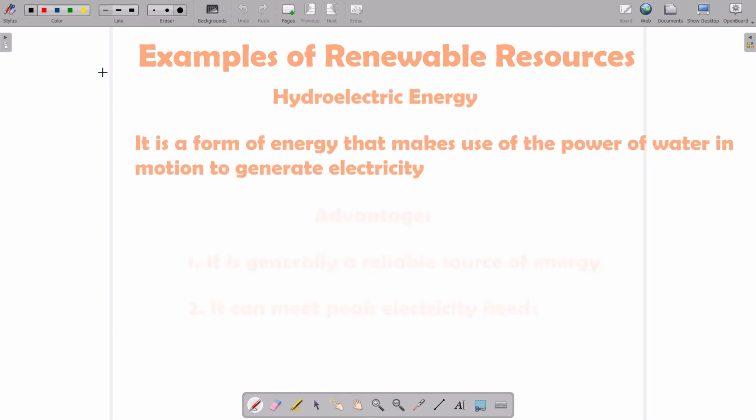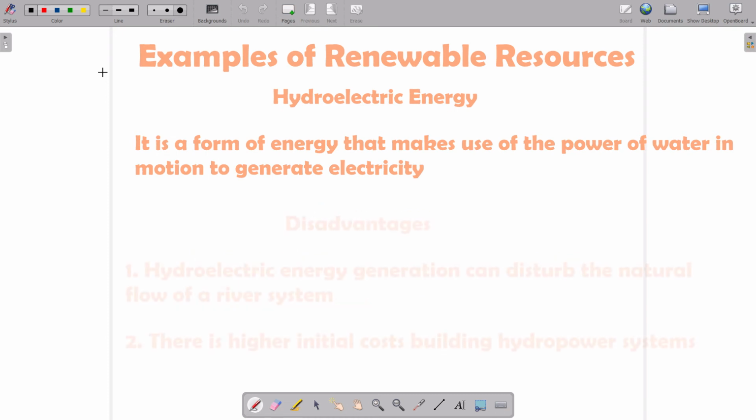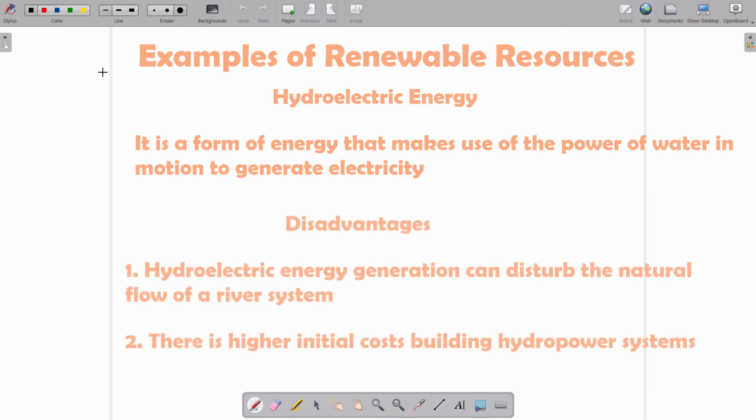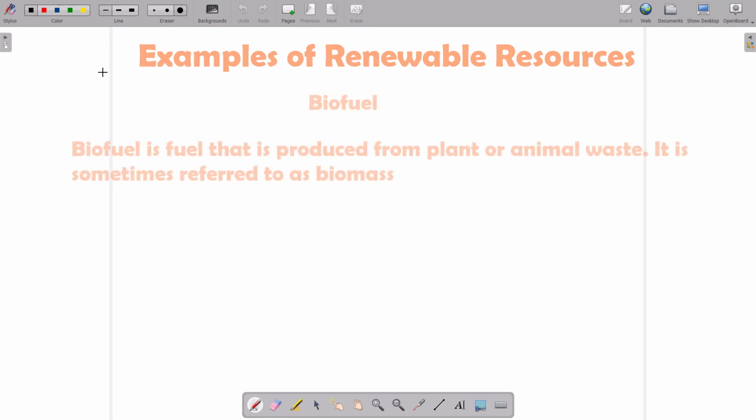The other example, we have hydroelectric energy. It's a form of energy that makes use of the power of water in motion. Advantages: it is generally a reliable source of energy. It can meet electricity demands. Disadvantages: hydroelectric energy generation can disturb the natural flow of a river system, and there are high initial costs when it comes to building hydropower systems.